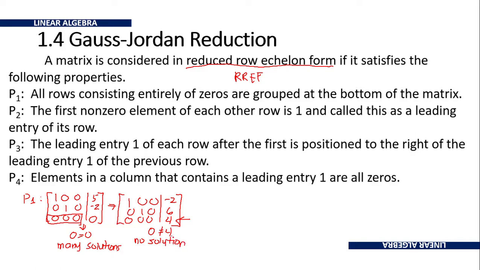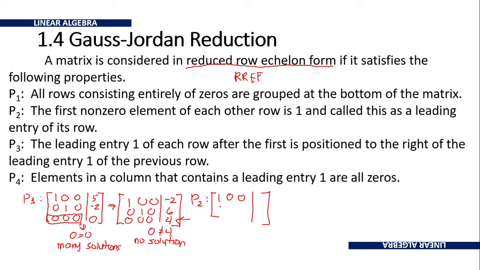Okay? So, dito naman tayo sa property number 2. So, the first non-zero element of each other row is 1 and call this as a leading entry of its row. So, kung mapapansin nyo, dito naman tayo sa P2. So, sinasabi naman dito sa P2 or sa property number 2, yung unang non-zero element ng each other row is 1. So, 1 lang dapat yung first non-zero element as the leading entry of its row. So, kaya di ba kung mapapansin nyo dun sa pinakita ko kanina, ganito yung kanya.